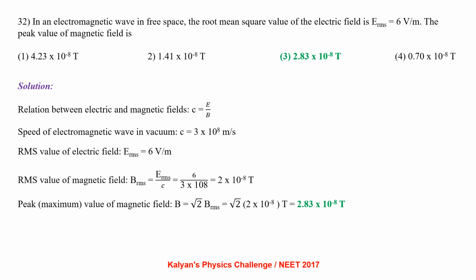Since RMS value of electric field is given to be 6 volt per meter, we can find the RMS value of magnetic field to be E RMS by c, that comes out to be 2 into 10 power minus 8 Tesla. Now the peak value, also known as the maximum value of magnetic field, is root 2 times RMS value. So it is 2 root 2 into 10 power minus 8. Upon simplification, that comes out to be 2.83 into 10 power minus 8 Tesla.